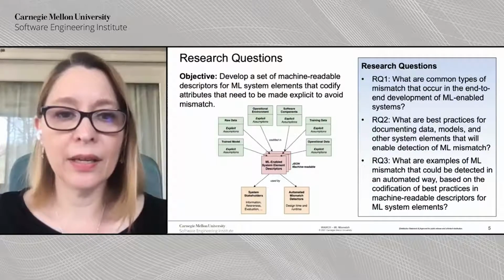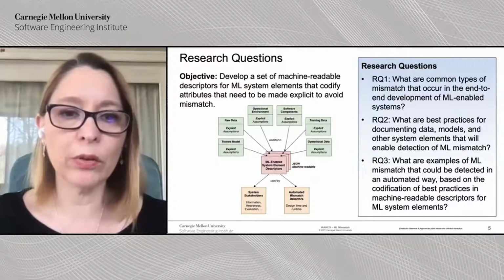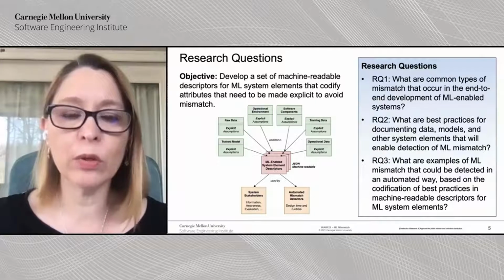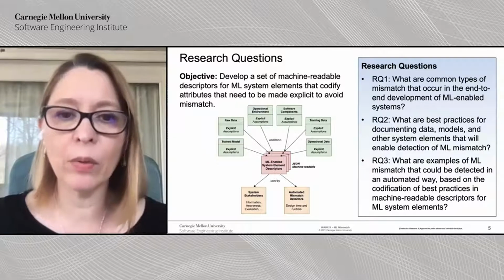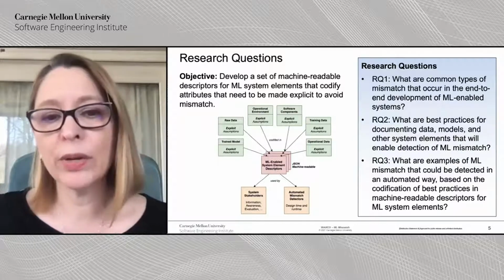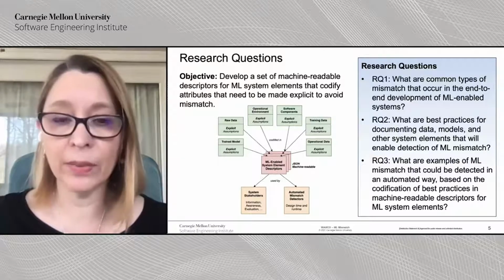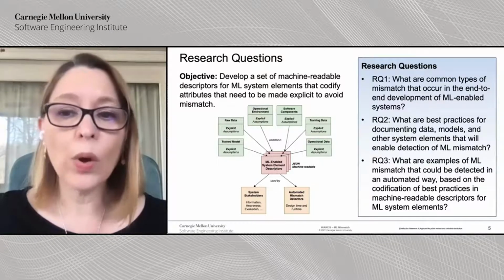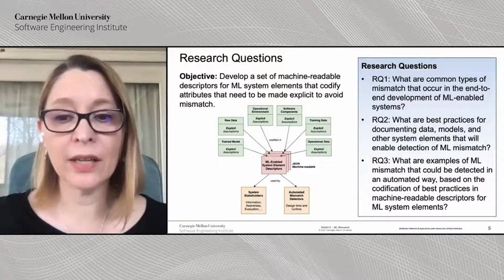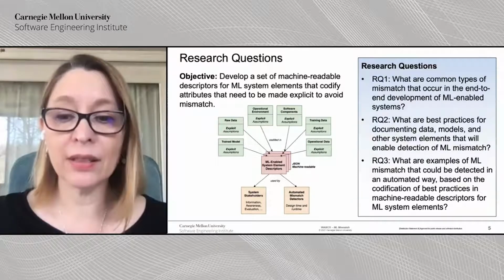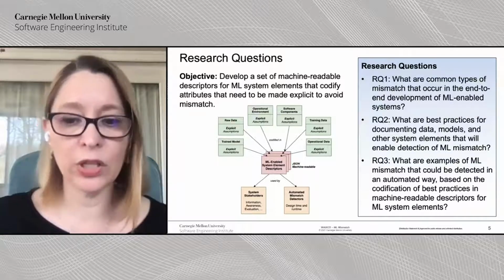In order to better understand this problem, we developed a set of three research questions. The objective for this particular project was to develop a set of machine-readable descriptors for ML system elements that would codify that missing information that I talked about earlier, that would have to be made explicit to avoid mismatch. The research questions therefore defined are, first of all, what are common types of mismatch that occur in the end-to-end development of ML systems? Second, what are best practices for documenting data, models, and other system elements that will enable detection of mismatch? And finally, what are examples of mismatch that could be detected in an automated way based on a codification of these best practices in machine-readable descriptors?